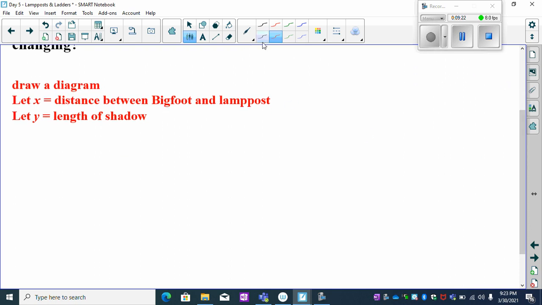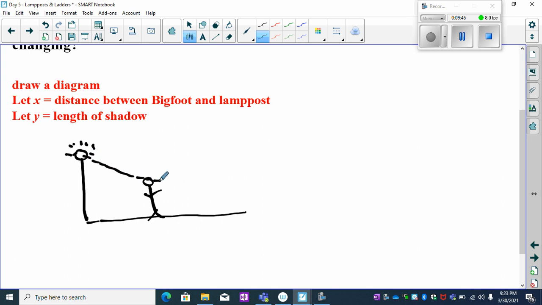So here's how these diagrams would be set up. We have a lamppost, shining some light down at, we have Bigfoot. There's the ground. What happens as the light shines down on Bigfoot? Well, his shadow gets cast behind him here. So his shadow would go like this. So there's your setup. Again, a right triangle.